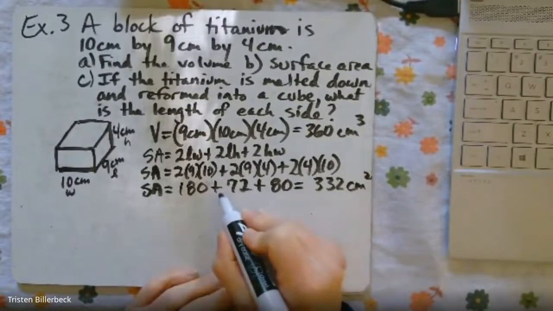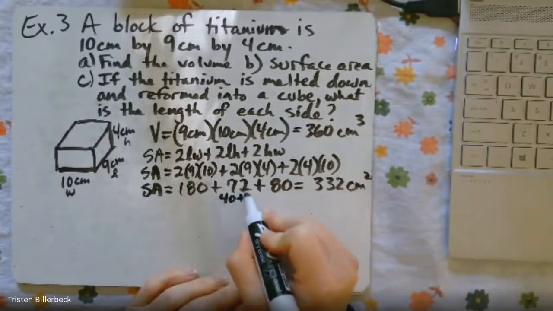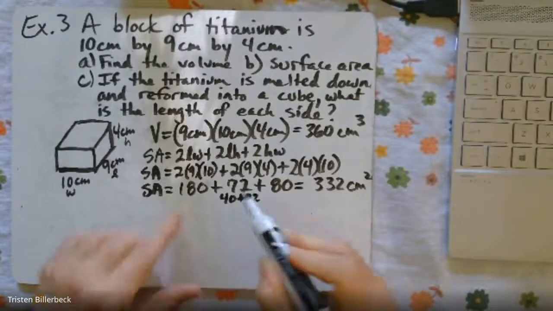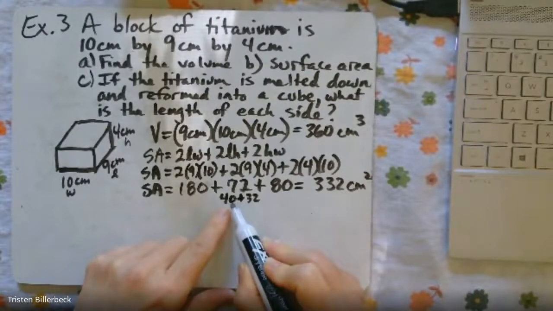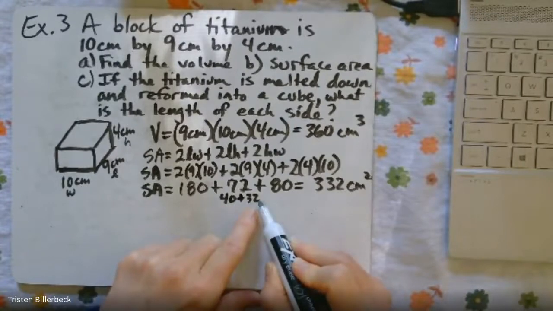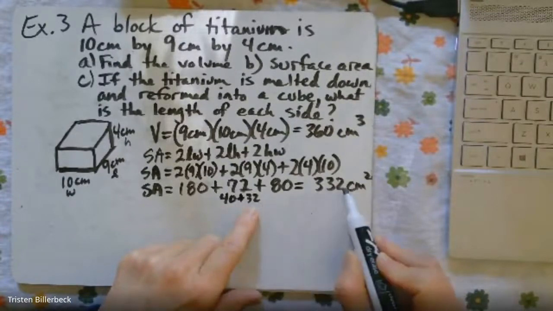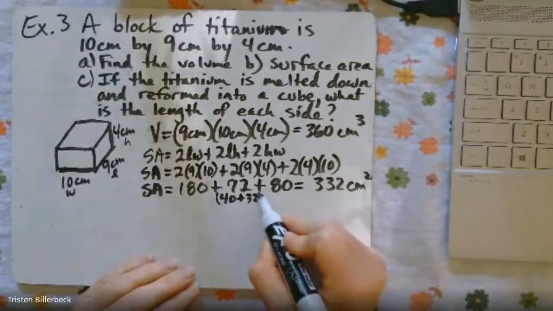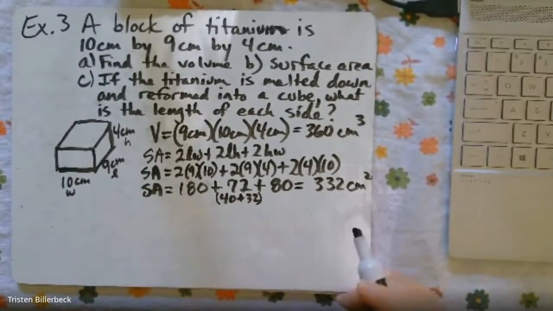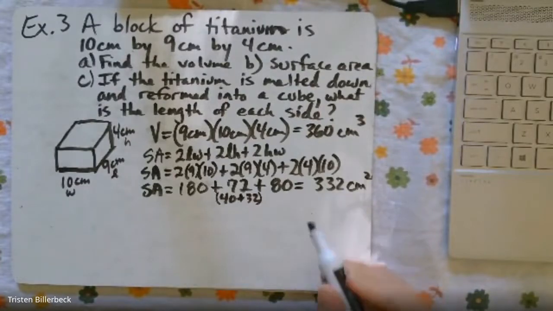So what I did is fast math. So that's 40 plus 32. So when I had 260, and I added 40, that made 300. And then I had that other 32 to add, so 332. So that's what I did in my head. So you learn fast math, it is very helpful.